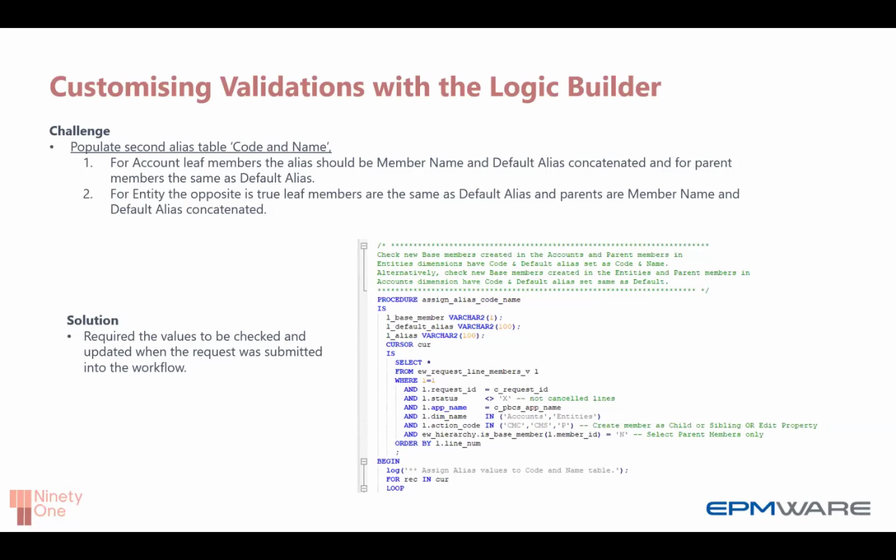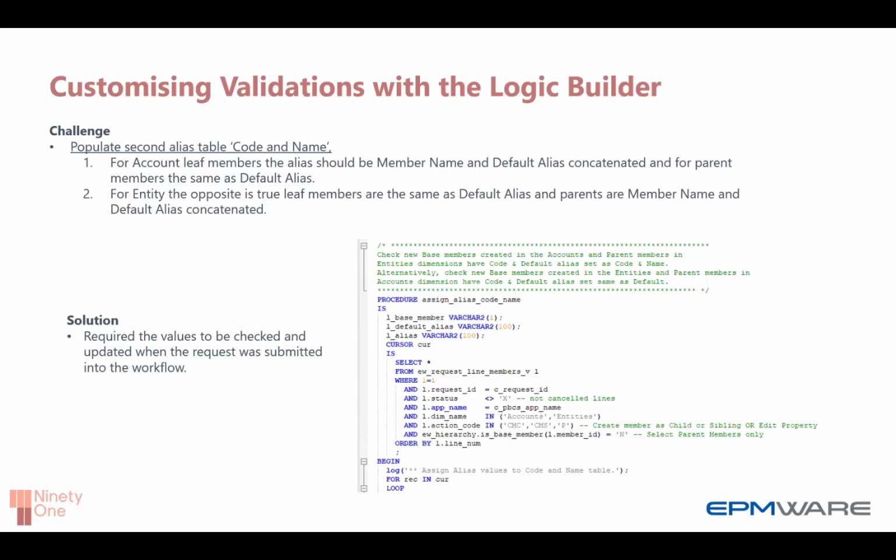So for two dimensions, account and entity, the requirement stated that the alias format for code name should be different according to the level. So for account leaf members, the alias was member name and default alias, and just default alias for the parent, whereas for entity the opposite was true. So at the point of adding the new metadata, we didn't know whether a node that was being added was going to be a leaf or a parent level member.